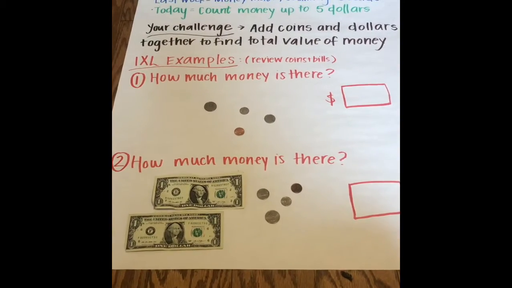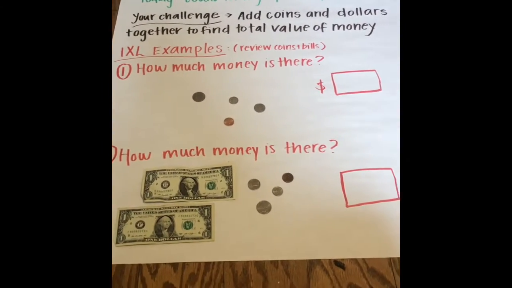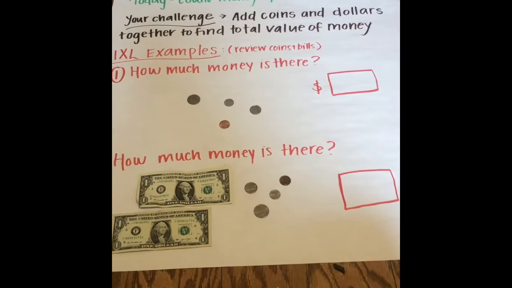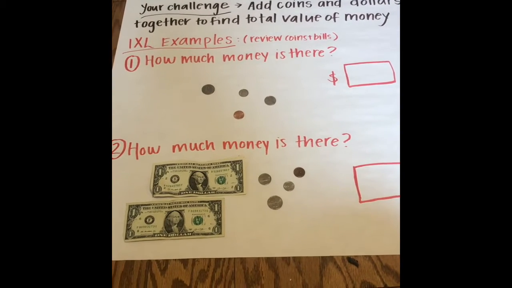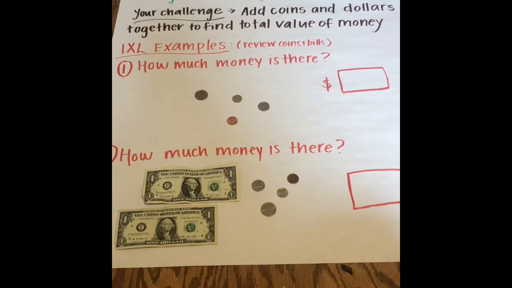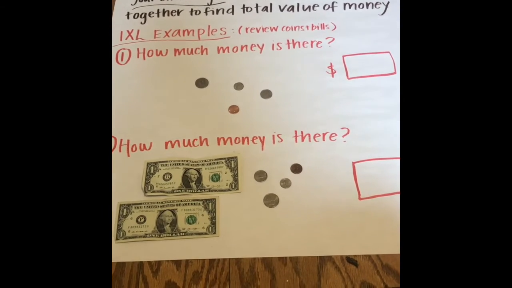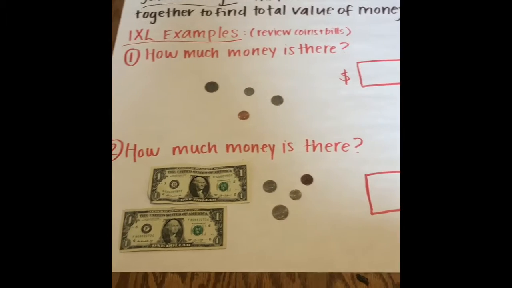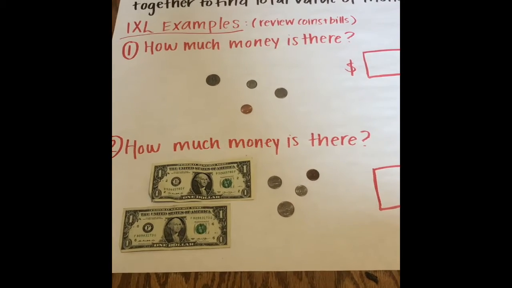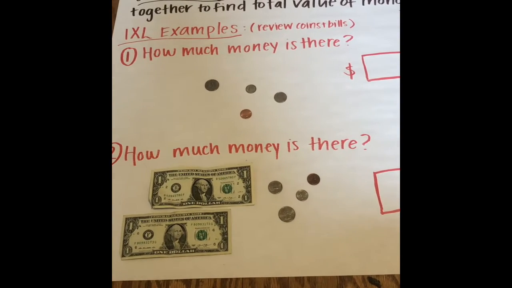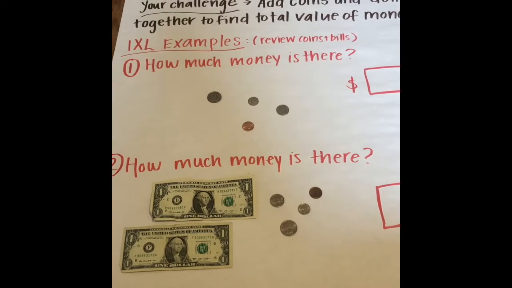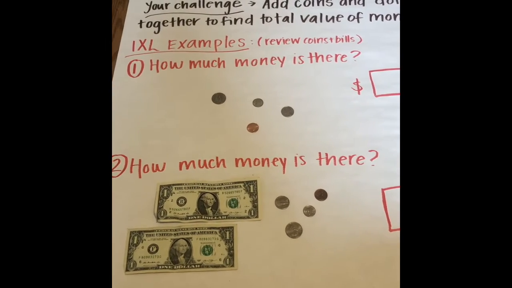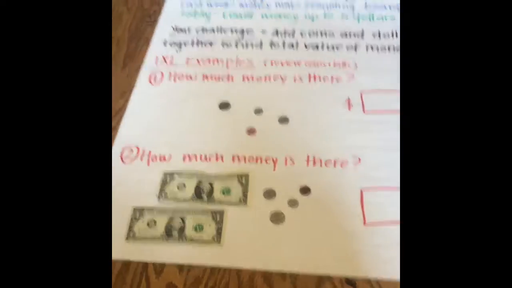All right, RhinoCat, so your IXL challenge today is going to be to add coins and dollars together to find the total value of money. So you're going to have to look at the coins or bills provided, add up their value, and then type the value into the boxes they provide. So obviously they're going to provide you with coins on IXL. I provided you with real coins in these examples here because I wanted to be as precise as possible.